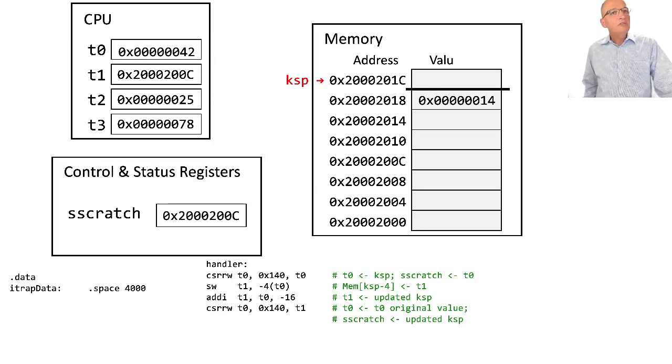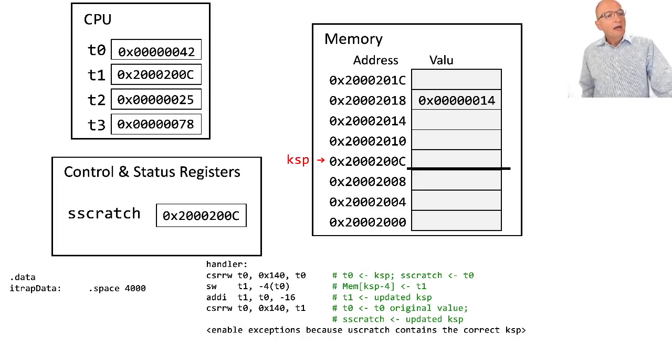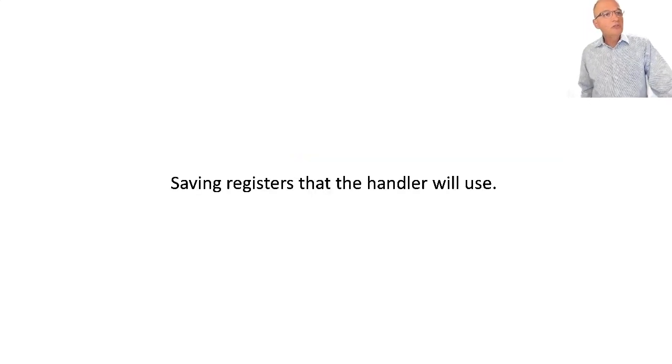Okay, so I restore the value of T0, and now my KSP in the scratch register has moved, so I have that new space to use for my exception handler. And now my exceptions are enabled, and the value of T1 has already been saved because it's already in the stack, so I can enable exceptions now. And I can proceed to save the registers.